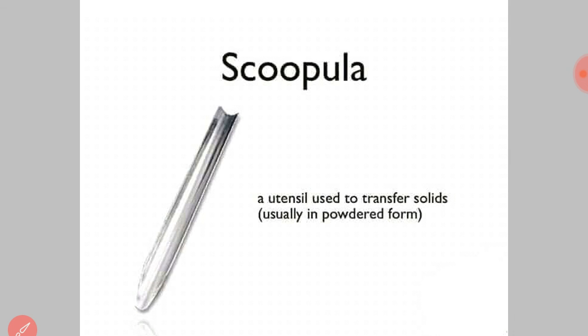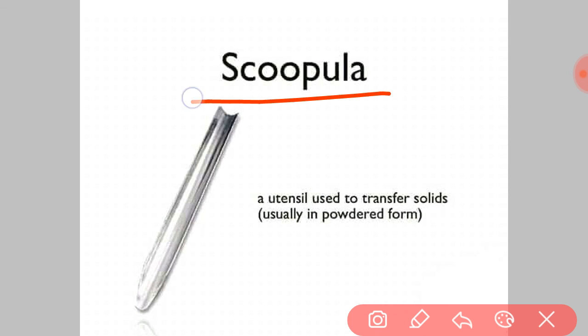See this, this is the name of the apparatus, spatula, and this is the picture and shape of the spatula, okay. Basically it is used to transfer solids, usually in powder form, when a harmful or dangerous metal is carried with the help of a spatula, okay. See this, this is another type of lab equipment used in the chemical laboratory, and its name is spatula. See this figure.